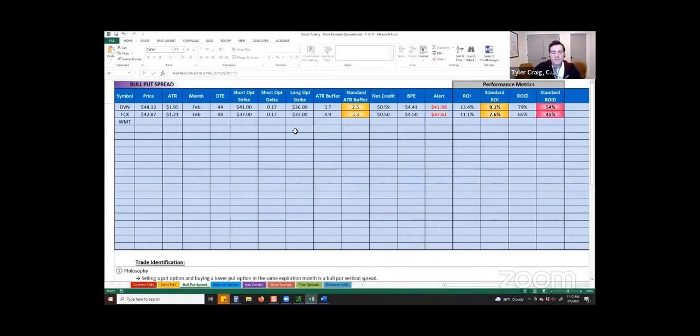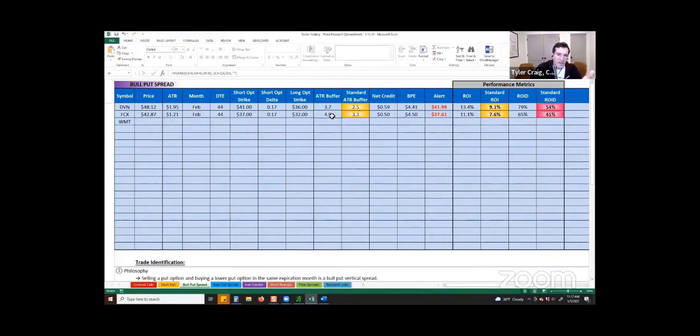All right, so now let's compare these two. First of all, which one do I like better? Well, I like that DVN gives me a little bit better return, but it's only 3.7 ATRs away over that 44-day time frame.